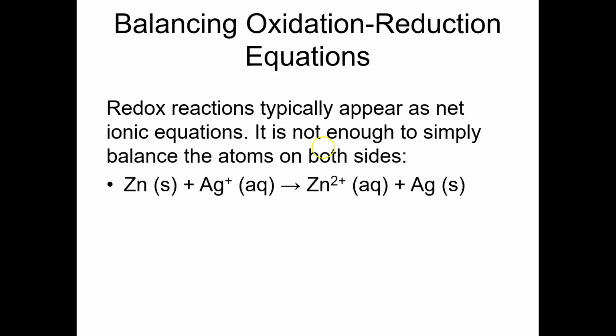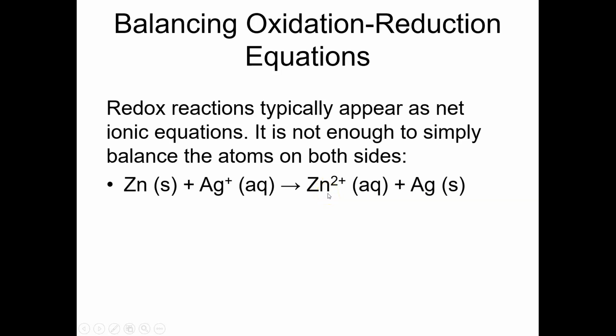So here's an example. If I oxidize zinc with silver, it's zinc plus silver 1+ gives me zinc 2+ plus silver 0. You'll notice that this is balanced on both sides with respect to atoms. There's 1 zinc on each side, and there's 1 silver on each side. But the charges aren't balanced. The total charge on the left-hand side is +1, and the total charge on the right-hand side is +2, which essentially means I've made an electron disappear in the process of doing this.